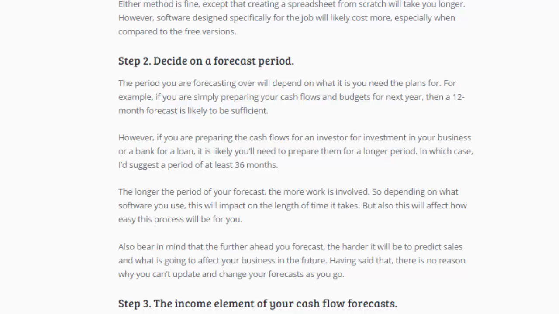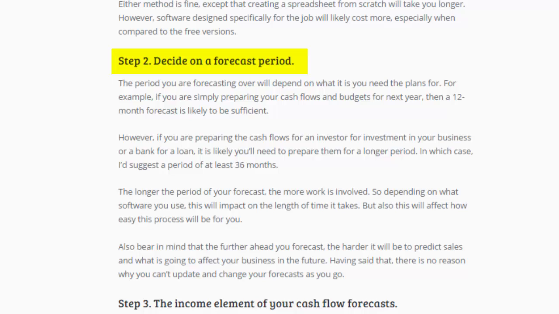So I've already touched on this. At the outset, you need to decide on a forecast period. But if you step back from that, I think what you need to decide on is what it is you're actually using the forecast for. As I already mentioned, if you are looking to prepare a set of forecasts for your next 12 months, you're budgeting for your business, then 12 months is probably sufficient for that.